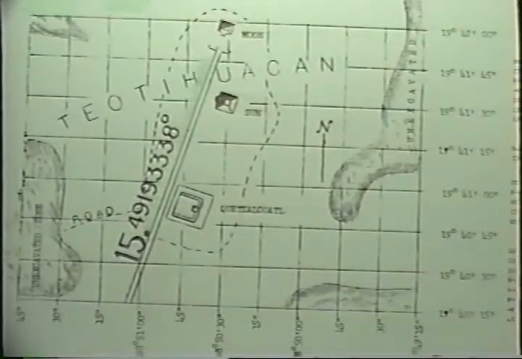The prehistoric city of Teotihuacan in Mexico. All of it. Buildings, plazas, terraced platforms, streets, and even its pyramids, everything laid out on an exact azimuth of 15.49193 degrees.